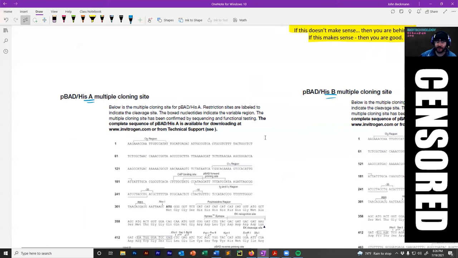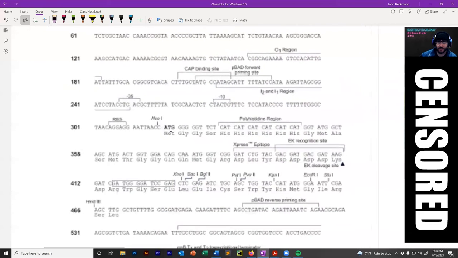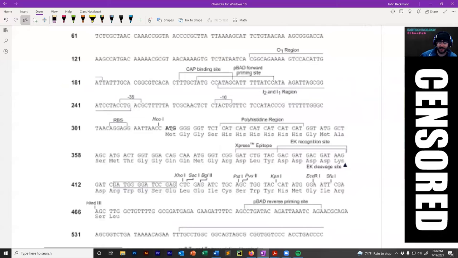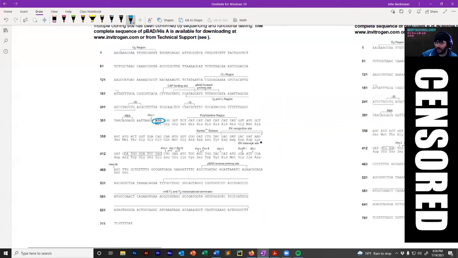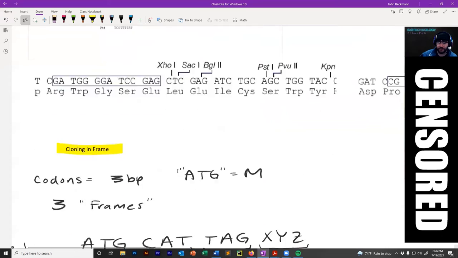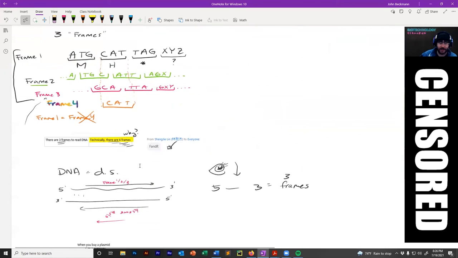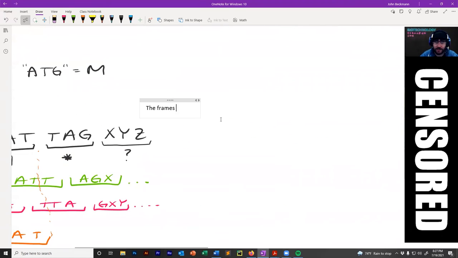Let's find a difference. If we go to the start codon, it's blurry. I'm sorry that it's blurry. Here's the start codon, and in B, here is the start codon. The frames are important for the restriction enzymes. Let me write that down. The frames are important for the restriction enzymes.